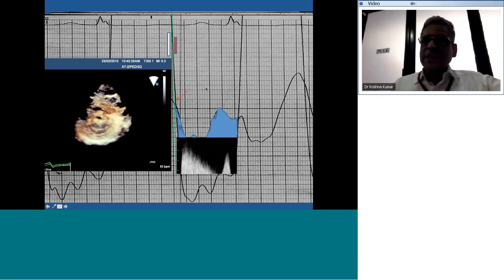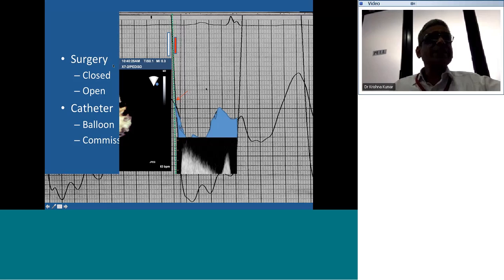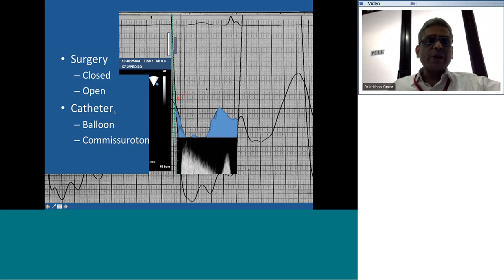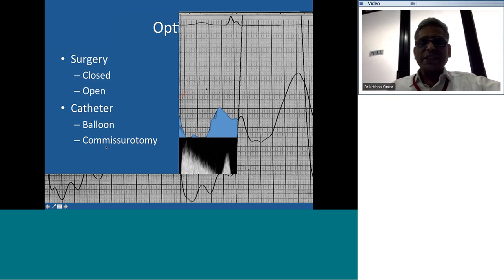So the essence really is, either you manage medically until you have to decide about opening the valve. And opening the stenotic valve, the options that are available to us are obviously surgery, which can be closed mitral valvotomy or open mitral commissurotomy. I'm not even putting mitral valve replacement as an option here, and I'll tell you it's very important as far as possible not to resort to mitral valve replacement in any circumstance. Catheter is either through balloon or through percutaneous commissurotomy, about which I'll just briefly mention at some point.